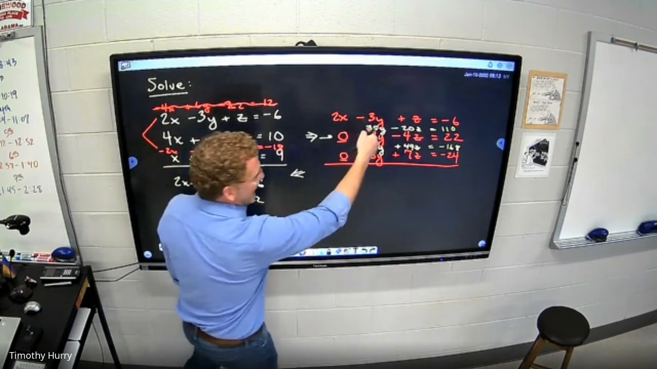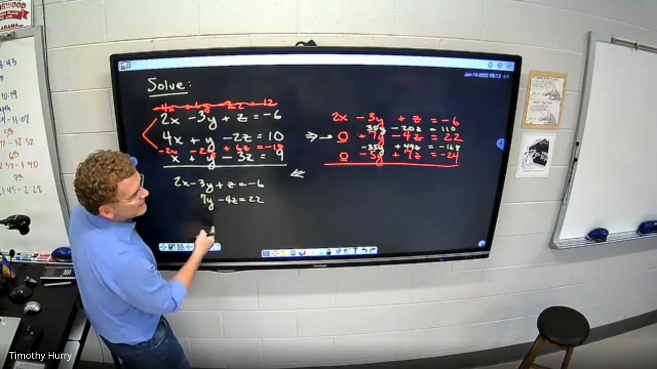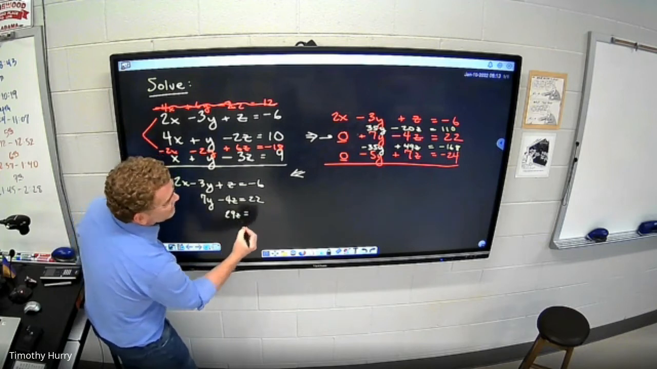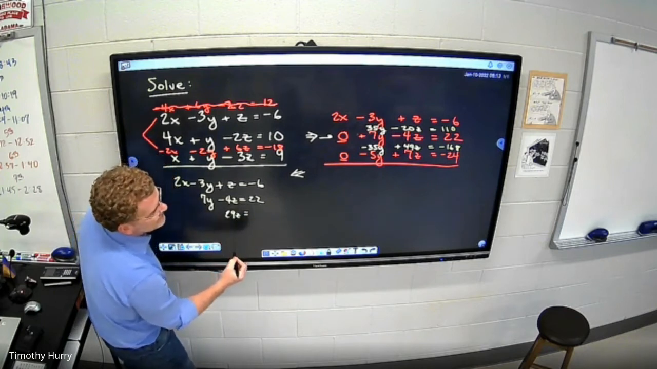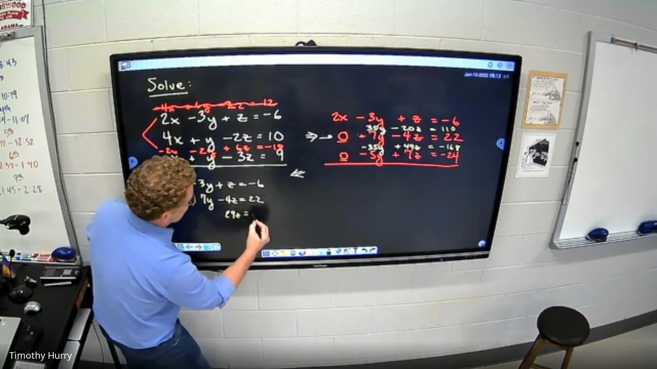And then when I add these 2 together, I get another 0, which gets rid of the y spot. I get a 29z. And at this point, I'm going to know if I've made a mistake. A -58.